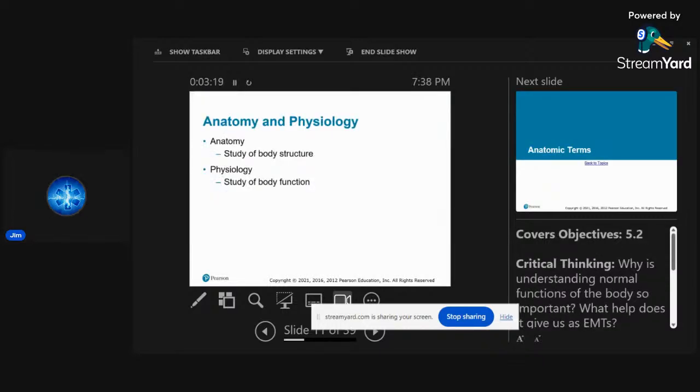Anatomy and physiology. Anatomy means the study of body structure, and physiology means the study of the body's function. So, for example, a bicep muscle would be anatomy, and how the muscle contracts and moves and what it does would be physiology.